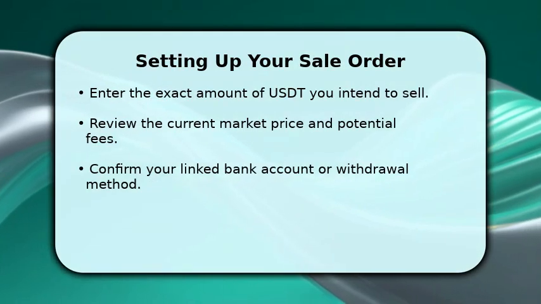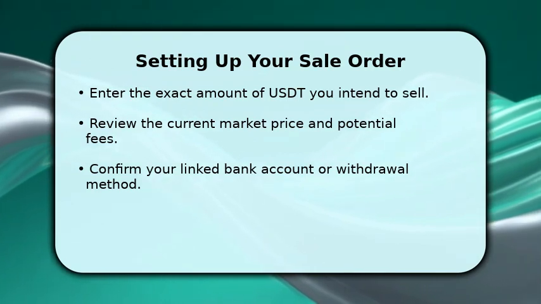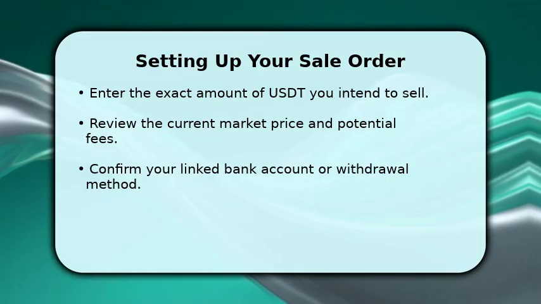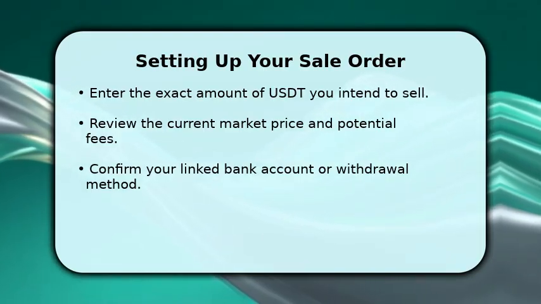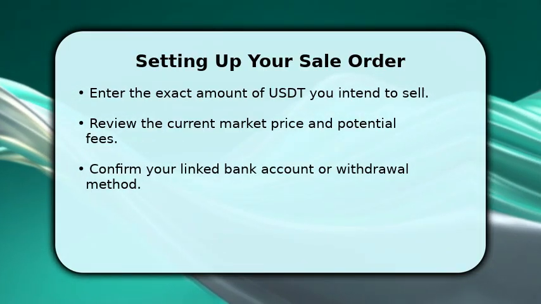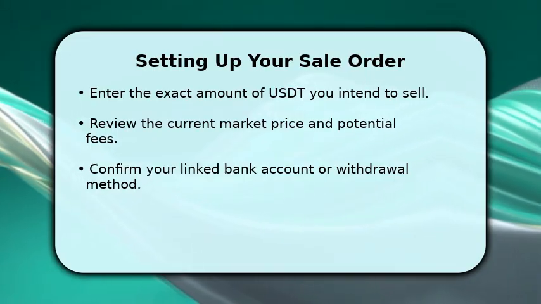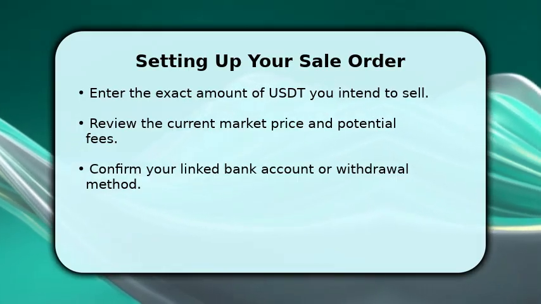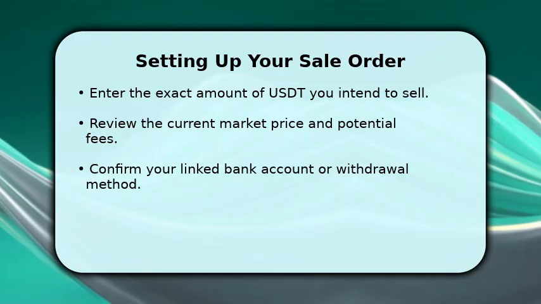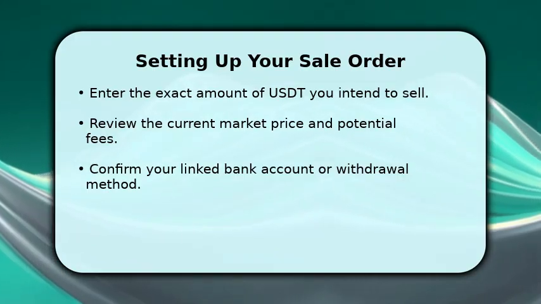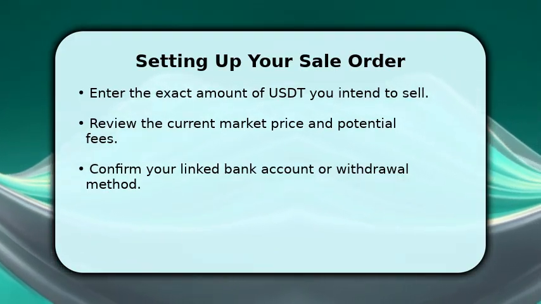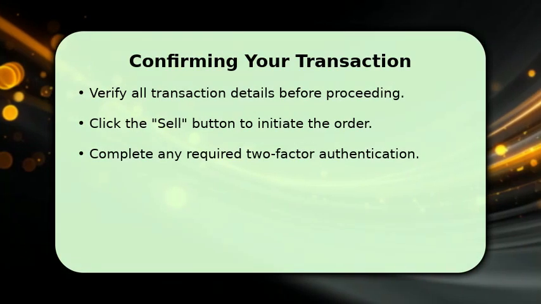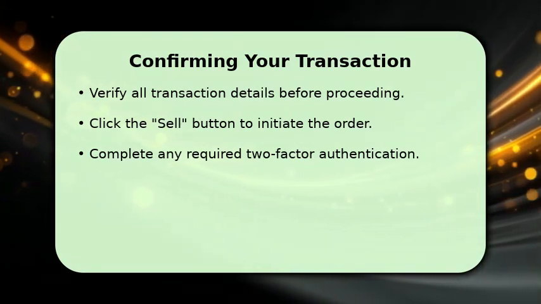Now, let's set up your sale order. Input the precise quantity of USD you want to sell. The platform will display the current market price, so you can see the estimated fiat value. Take a moment to review any associated fees, which are usually a small percentage. Double-check that your linked bank account or other withdrawal method is correctly selected to ensure funds are sent to the right place. With your order details set, it's time to confirm.